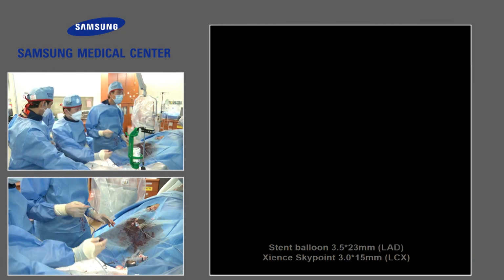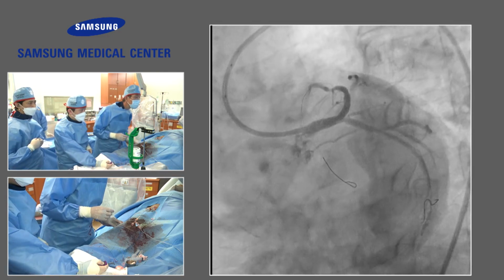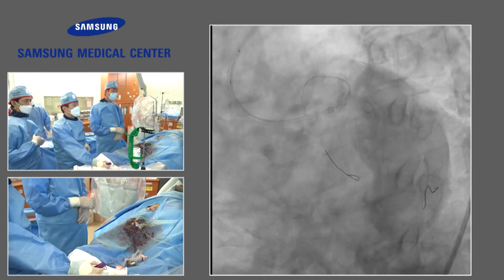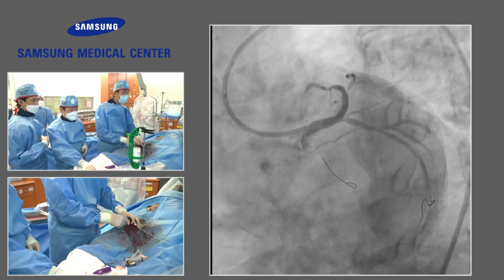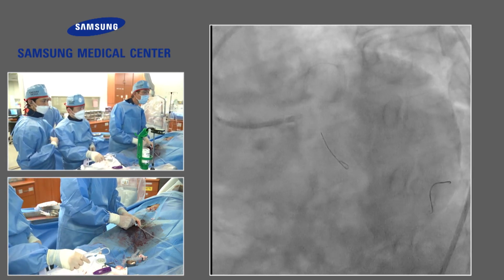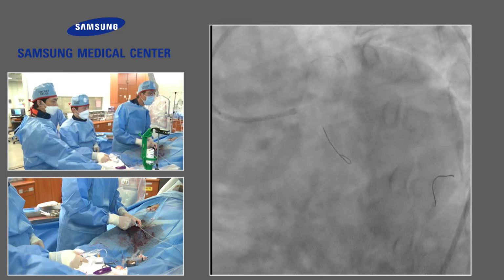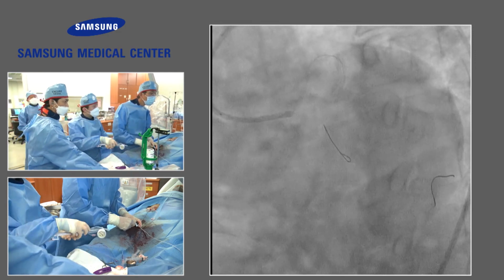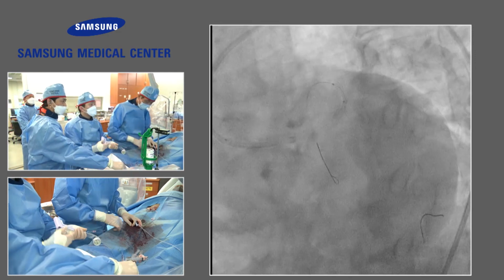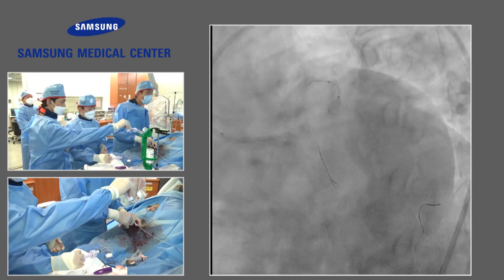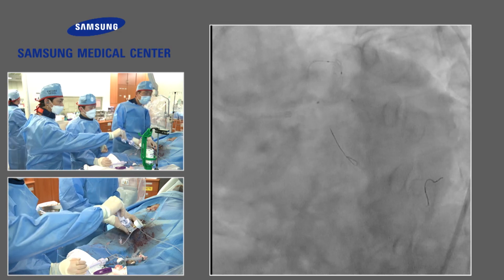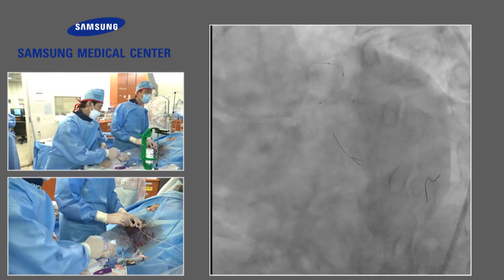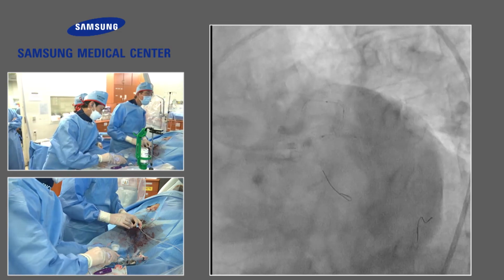Still undersized, right? Maybe it cannot be corrected. Very difficult to do. Okay, do you plan to do adjunctive ballooning at the circ also? Yeah. Circumflex 18, 20. And time's up.